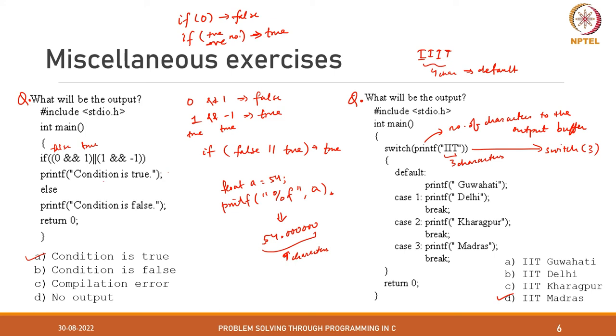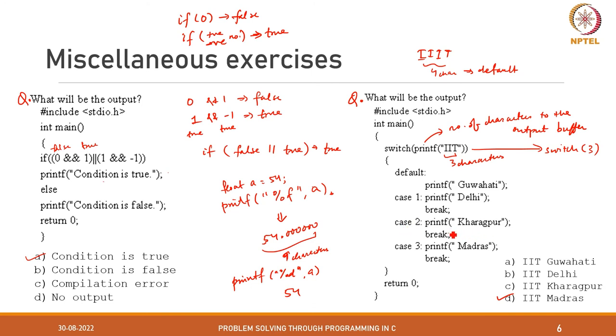Okay, if we use percentage d, then it will print just 9. That is, it will format it as an integer, so it will print only 9 there. So it is a single character. In this case, if you had written percentage d, printf percentage d comma a, there are only two characters that would have been printed. So 54 would have been printed, and here case 2 would have been executed, because only two characters are being printed.